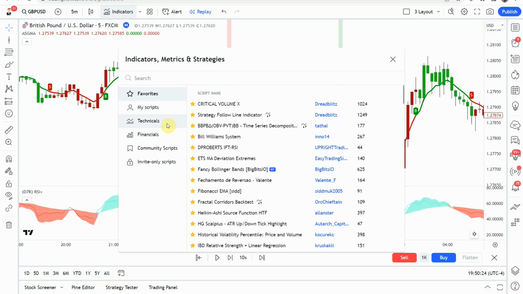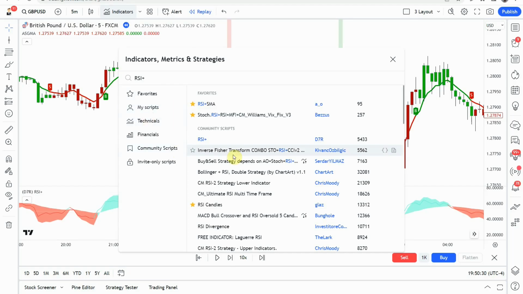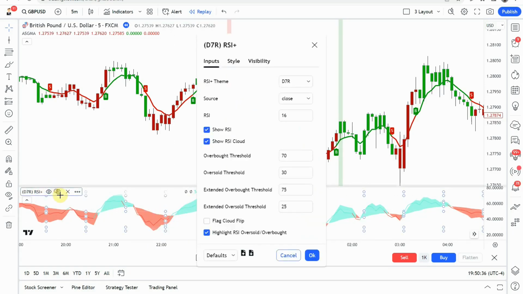The next indicator we're going to put on screen is going to be the RSI Plus indicator. So do RSI Plus there, and it's this one by D7R. You'll put that one on screen. It's the one down here at the bottom, and you will go in and change some of the settings. I believe the only one that we changed was this RSI setting right here to 16, but you can double check the rest of these settings here.